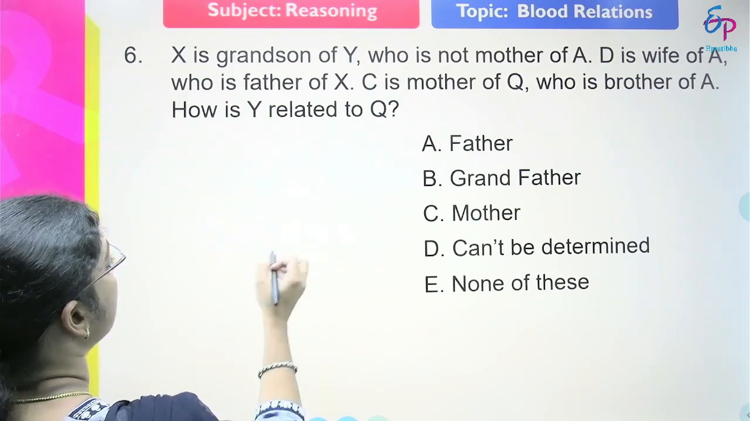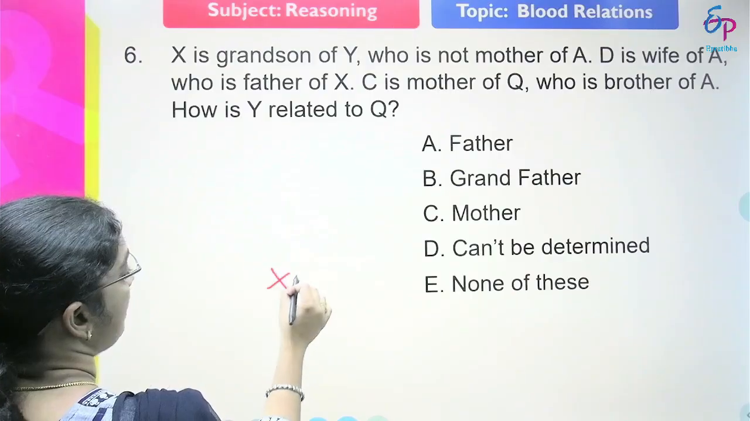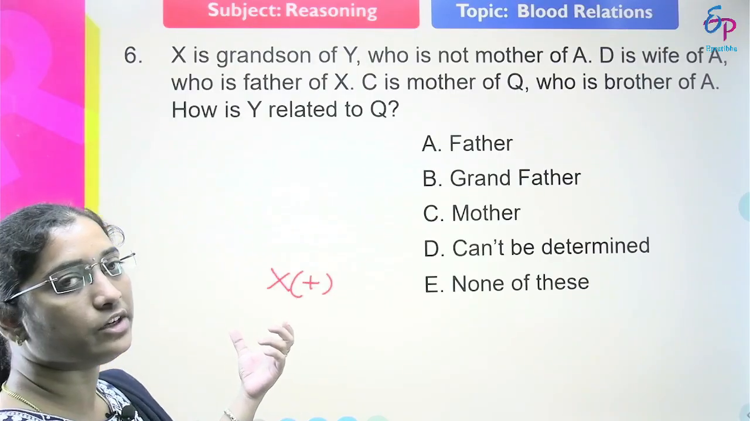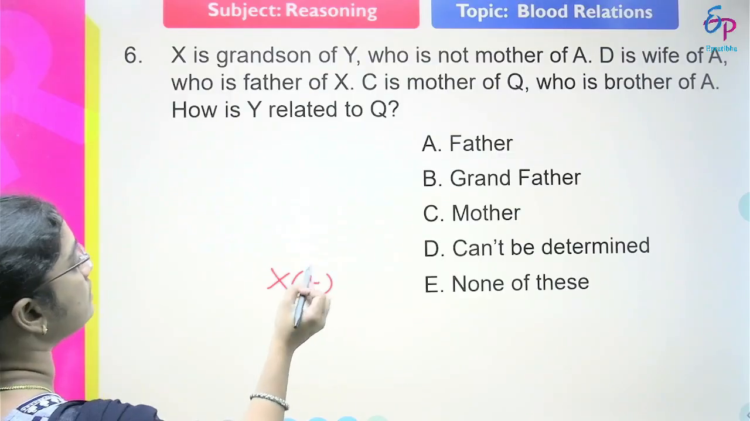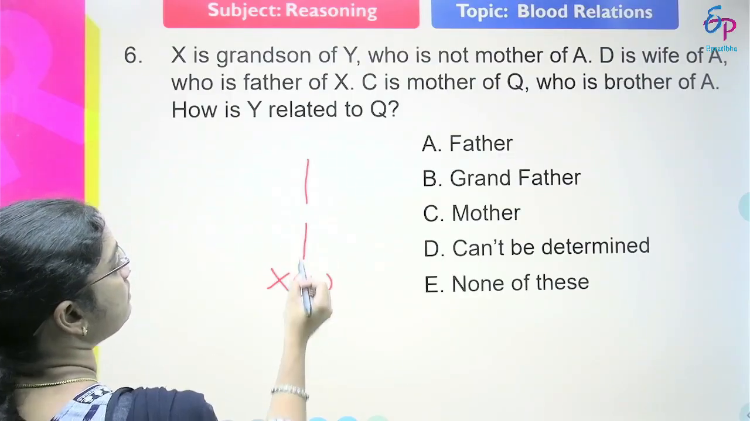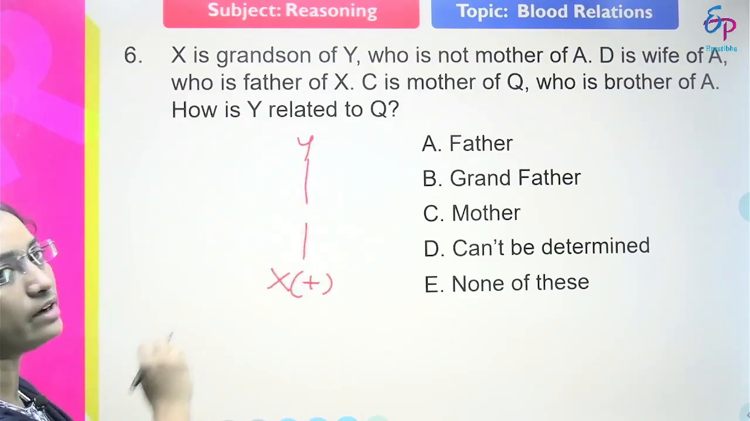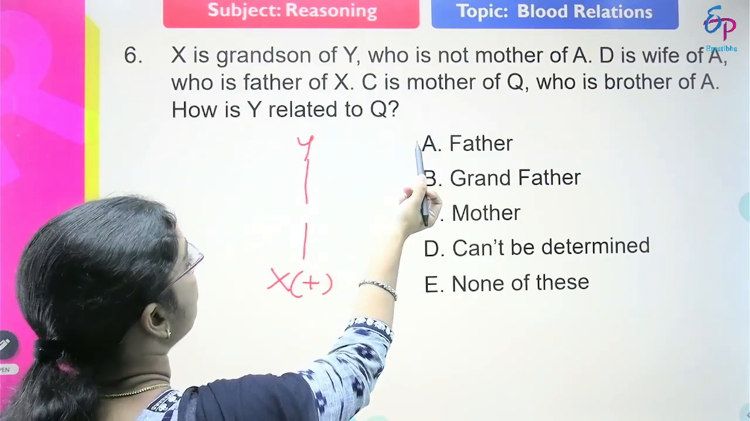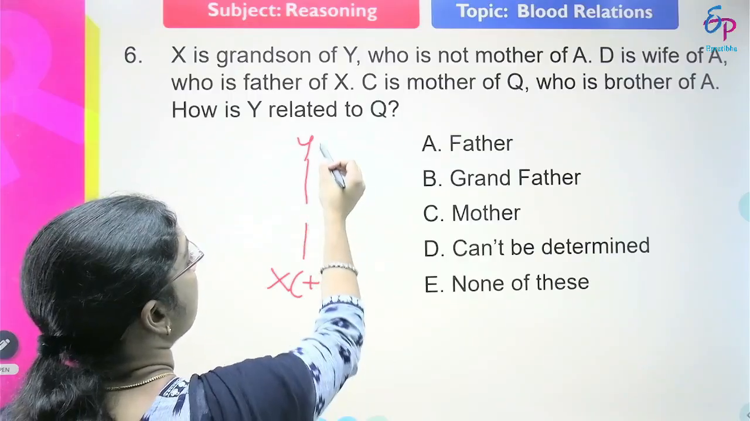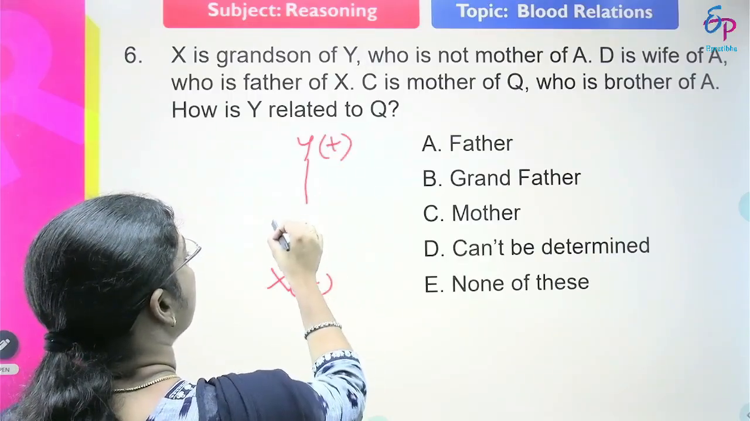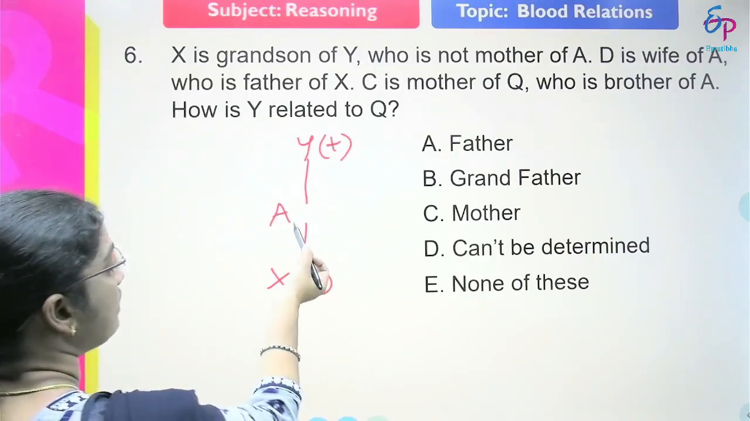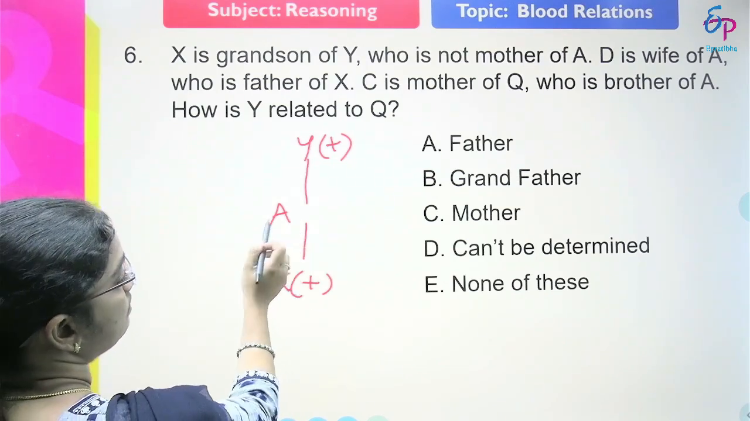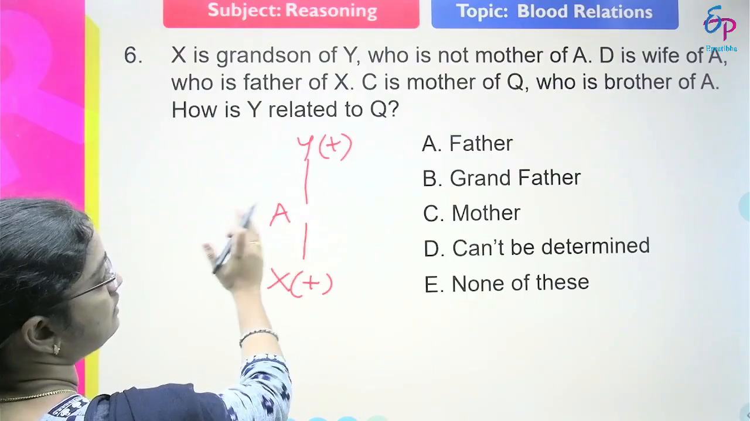So X is grandson of A, right? X is a grandson, that means a plus. Grandson means a male person, so for males we need to use the plus only. Grandson means we need to take some generation gap. Then Y, who is not mother of A, means maybe Y is father of A. But we don't know whether A is parent of X or not, so I'm taking A at the side place.